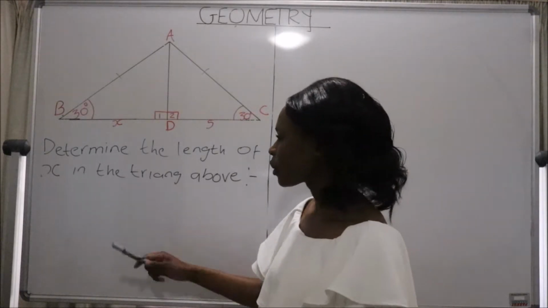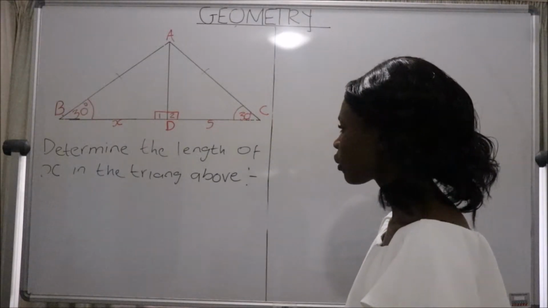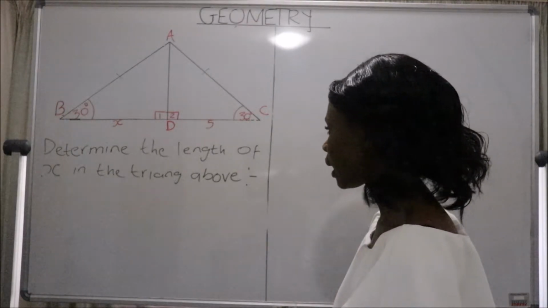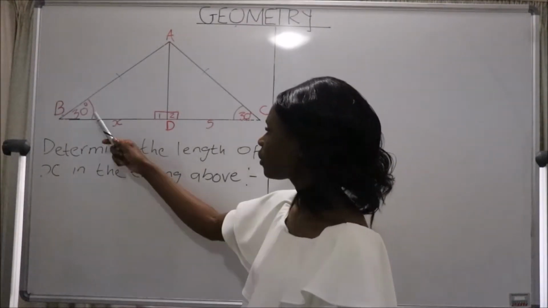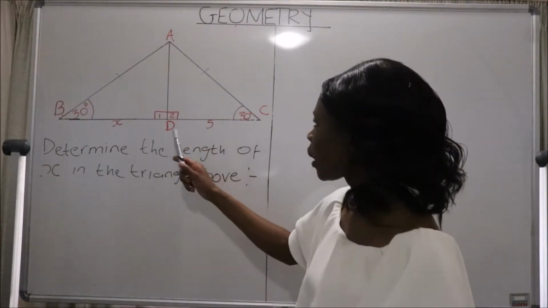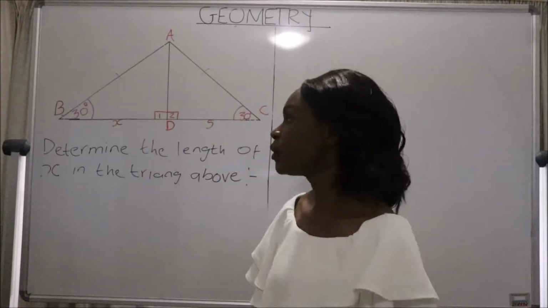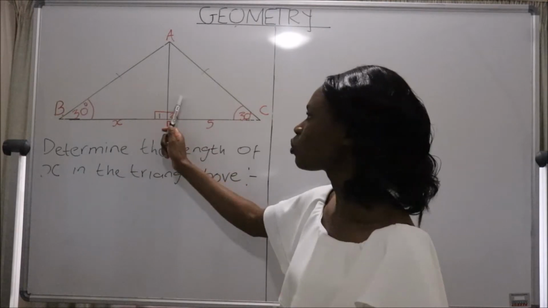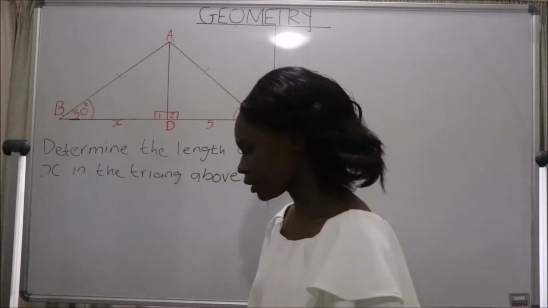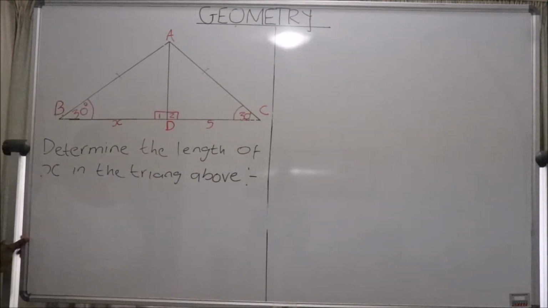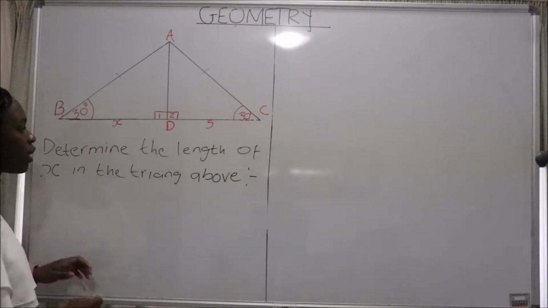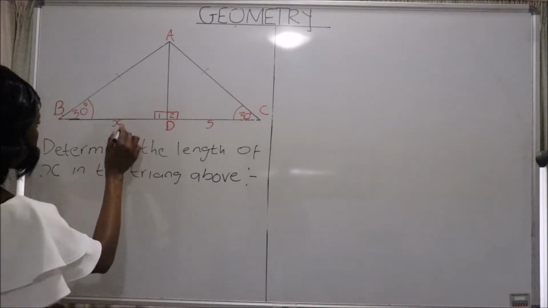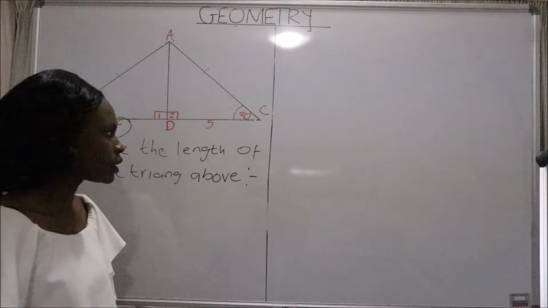Alright, here we have a question that says determine the length of x in the triangle above. So what we have here is triangle ABC, and inside triangle ABC we have a line dividing the triangle, which is AD, leaving us with two triangles inside. The length that we are asked to calculate is the length of x, which is between B and D.